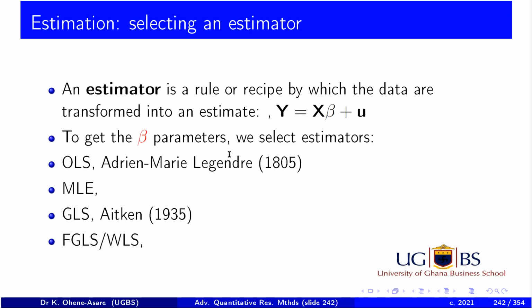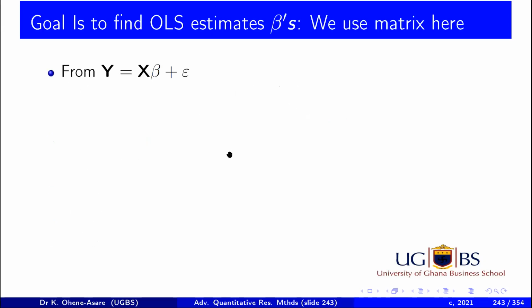I'm rather going to end with a beautifully complex mathematical derivation of how we get the beta. Do you remember this equation? The goal of any regression is to find the OLS estimates, the betas, which eventually become numbers. We are going to use matrices here to be able to find our answers. I'm going to create a beautiful new slide here.